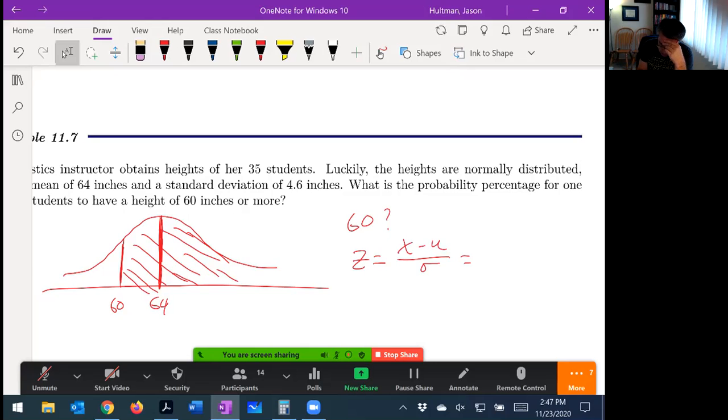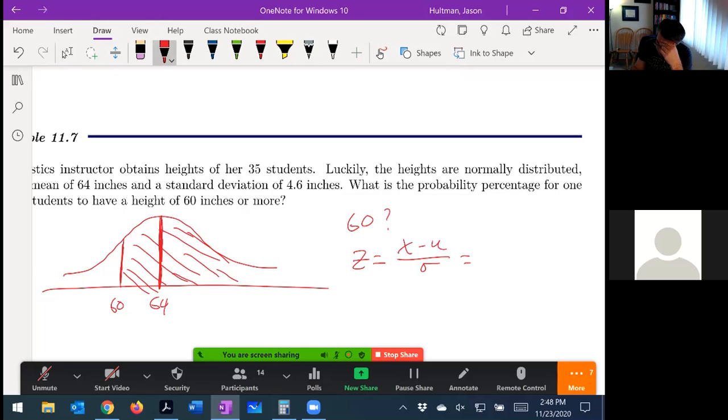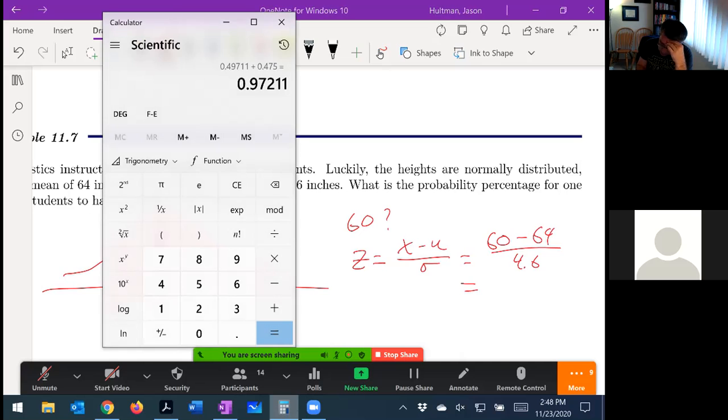Okay. 60? Yeah, 60 goes in for the x. What goes in for the mean? Mu. 64. What goes in for sigma? 4.6. Okay, so we're going to divide that. 60 minus 64 divided by 4.6.